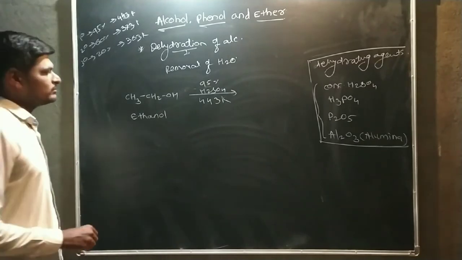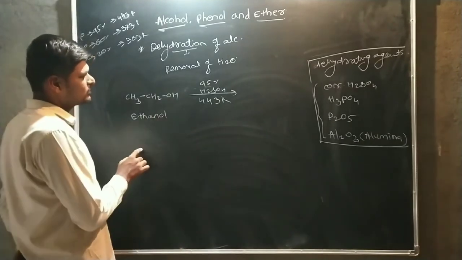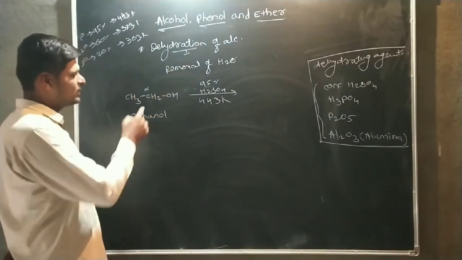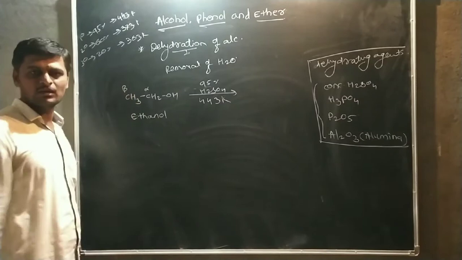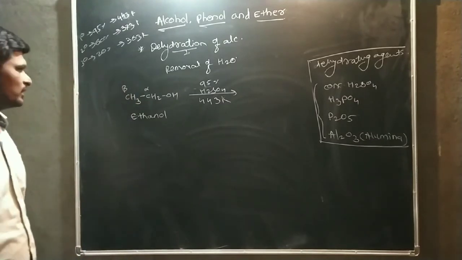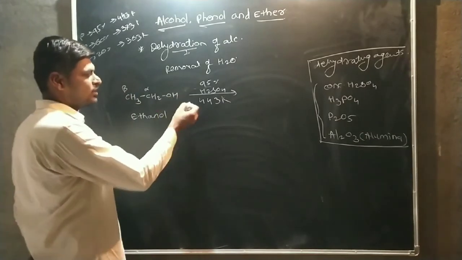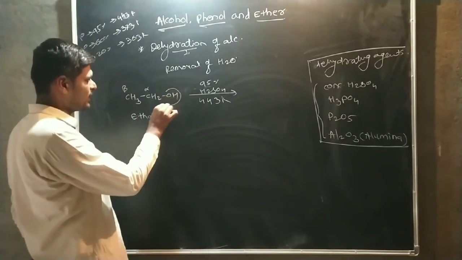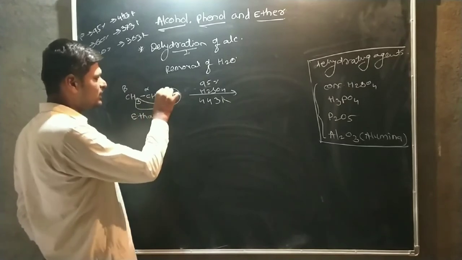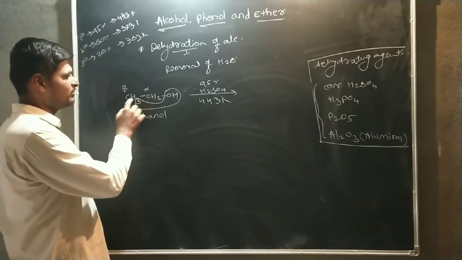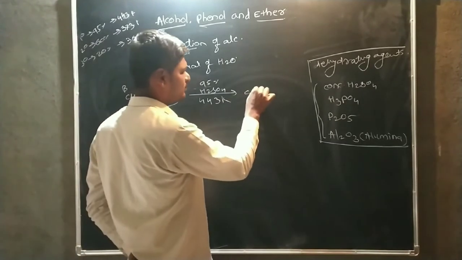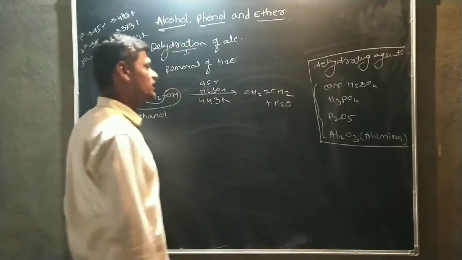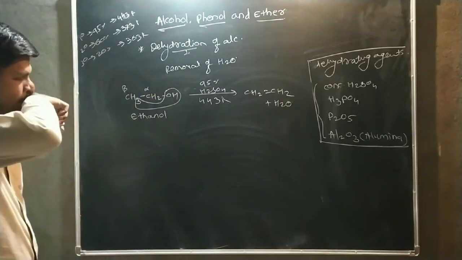Then this hydroxyl group is attached to this carbon atom. Therefore, this carbon is the alpha carbon atom. Adjacent to the alpha, this carbon is a beta carbon atom. Then a water molecule is also eliminated. One hydroxyl group and a beta hydrogen are eliminated, and a double bond is formed between these two carbon atoms, and there is a formation of alkene plus H2O. It forms the alkene.